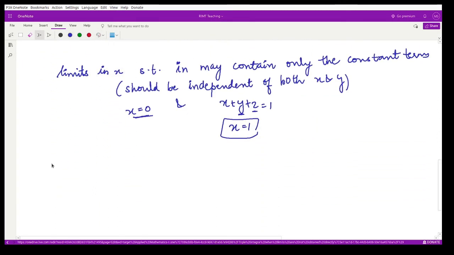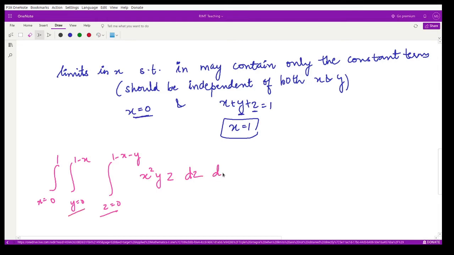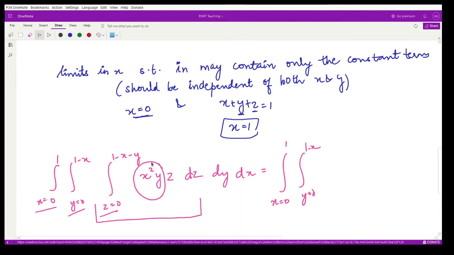So let's do that. Your integral is x varying from 0 to 1, y varying from 0 to 1 minus x, and z varying from 0 to 1 minus x minus y, of the function x square y z. Firstly we'll write the limits of z, then the limits of y, and then the limits for x. Firstly we'll perform the integration with respect to z, so we'll solve this much portion. We'll assume these quantities to be constant here, and as these are constants, we'll keep them as such.